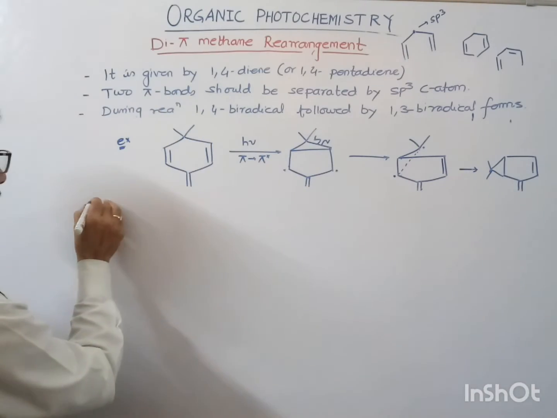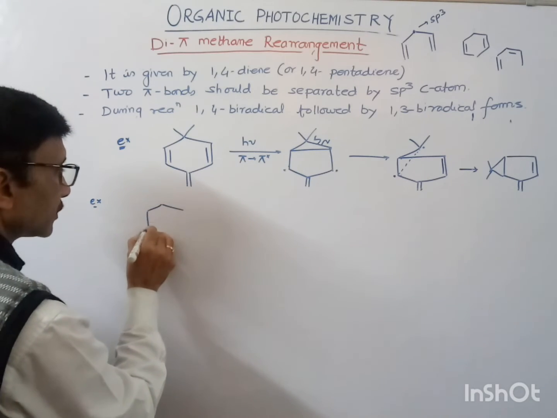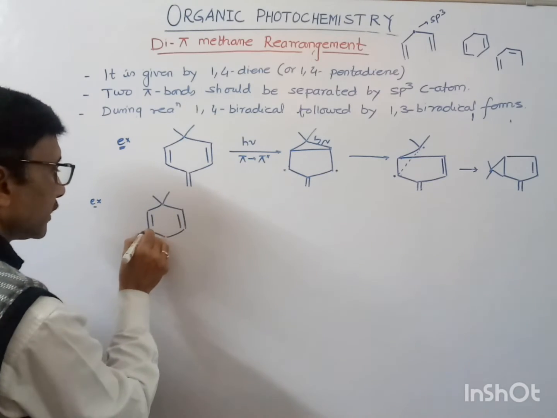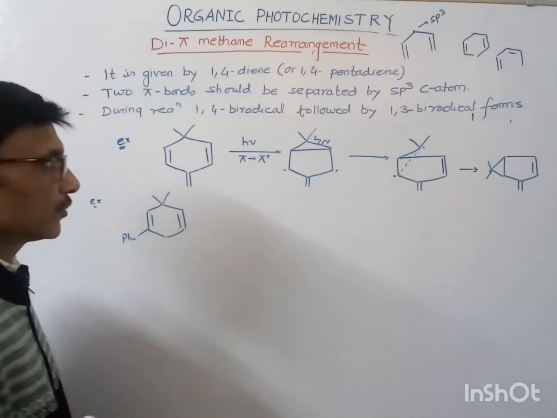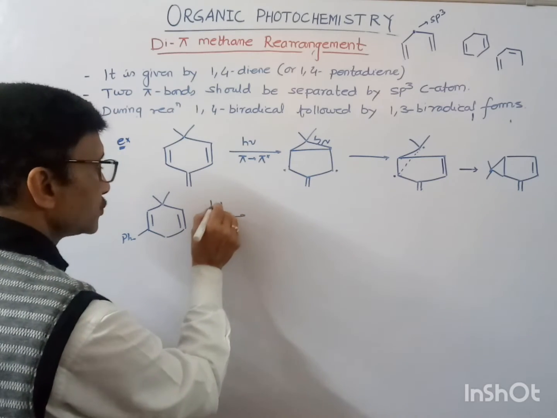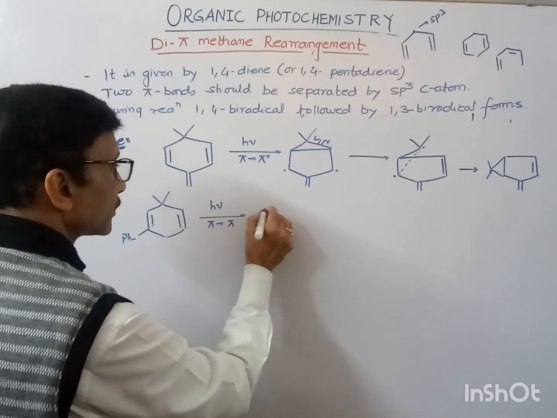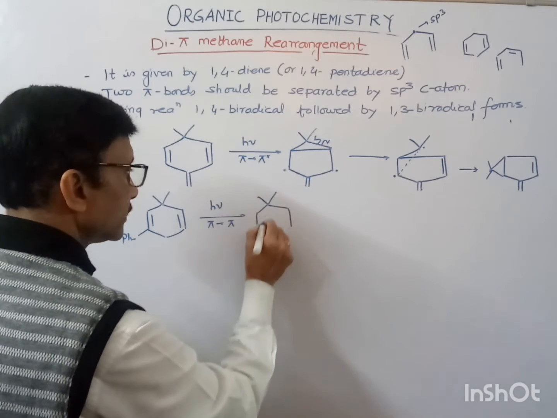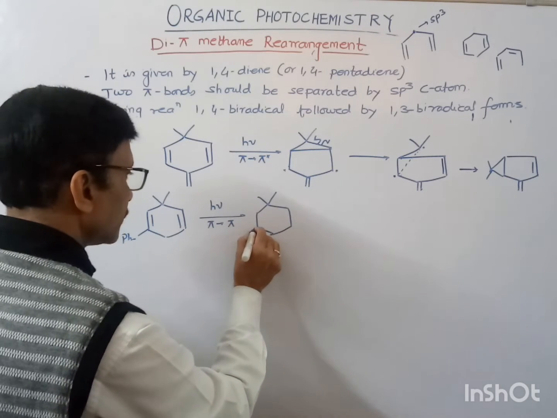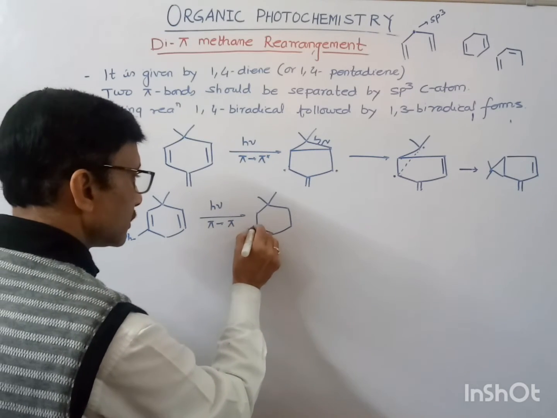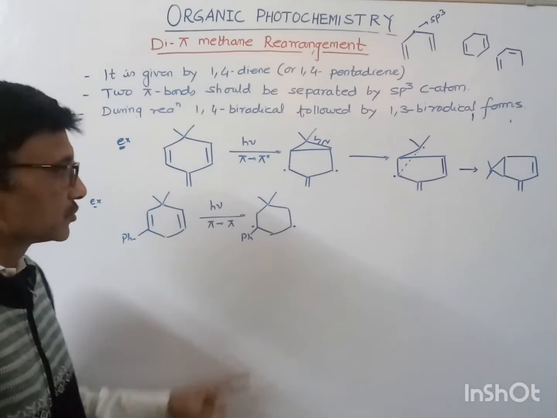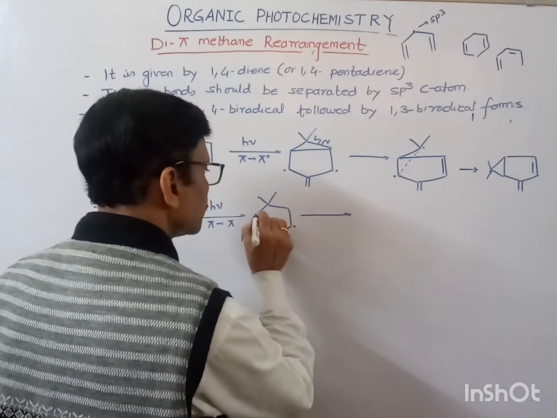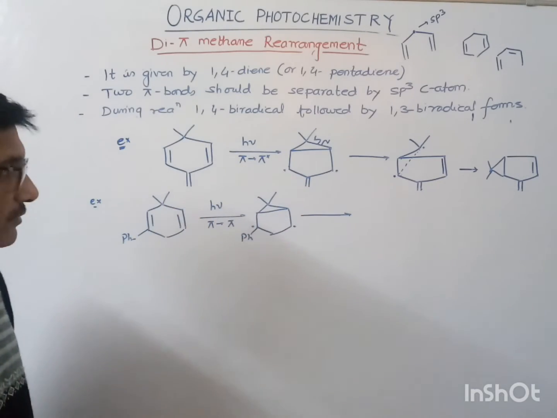Now another problem, if I take the next one, again cyclic. If you take this, we may proceed in the same way. First we will get a 1,4 biradical. So this is a 1,4 biradical which is formed.